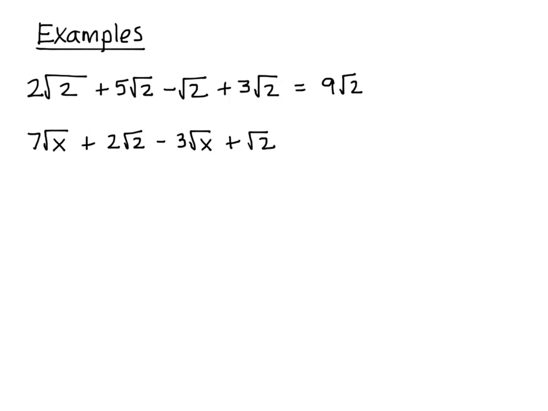Now this also works when you have variables in there. The variable can be either outside of the radical or inside of the radical, and you just follow the same rules. So here we have 7 times the square root of x plus 2 square root of 2 minus 3 square root of x plus square root of 2. We have two different kinds of radicals here, and so we can simplify the square root of x terms into 4 square root of x, and then the square root of 2 terms come out to be 3 root 2.